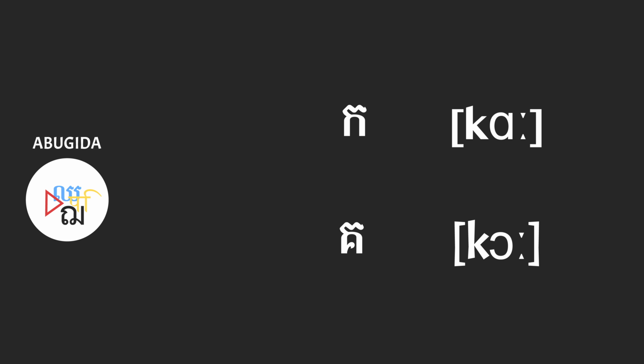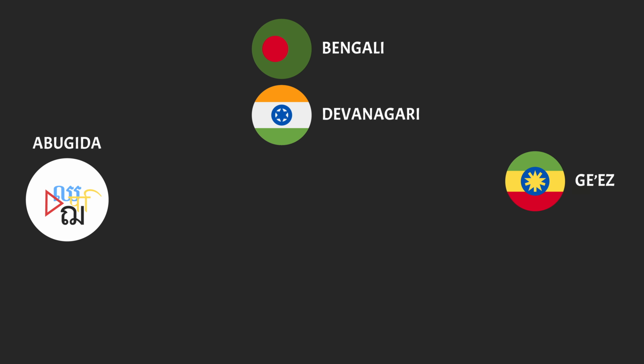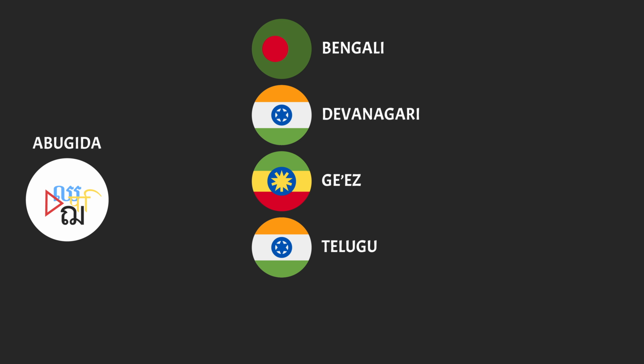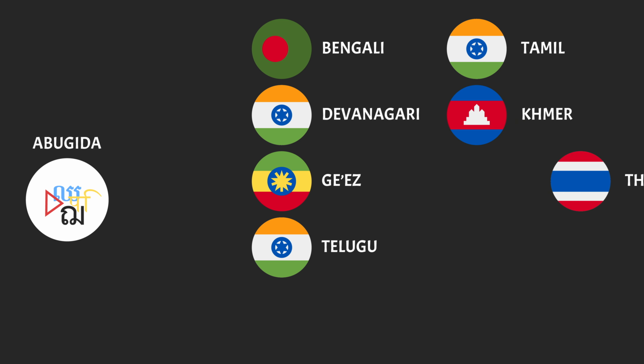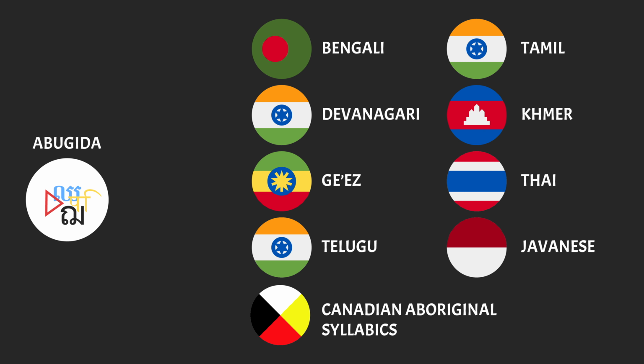The next category is an abugida system. In an abugida system, each grapheme represents a consonant and vowel cluster. Some common abugidas include Bengali, Devanagari, Ge'ez, Telugu, Tamil, Khmer, Thai, and Javanese. A recent abugida that has been adopted by some indigenous languages spoken in Canada is called Canadian Aboriginal Syllabics.